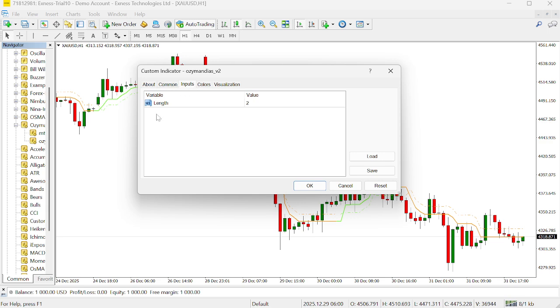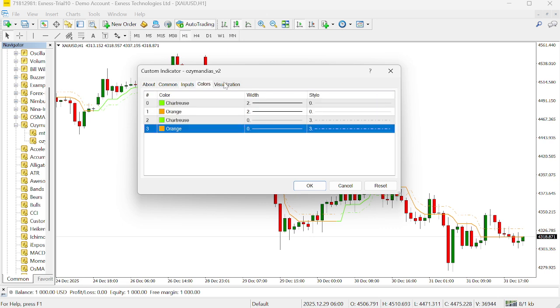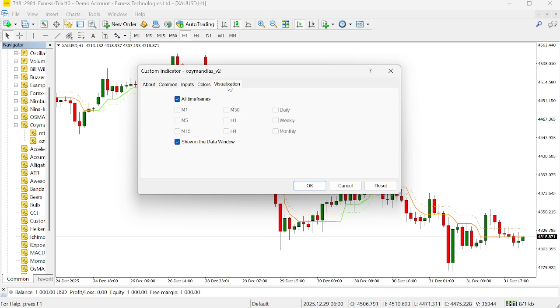Alright, the settings include inputs for adjusting the length of the moving average or smoothing used in the Ozymandias line calculation. There are also customization options such as line color and other visual preferences so the trend line can be easily distinguished on different backgrounds. As you can see, because it can be applied on multiple time frames, traders can set parameters appropriate for lower or higher time frames depending on their style, as you can see over here.